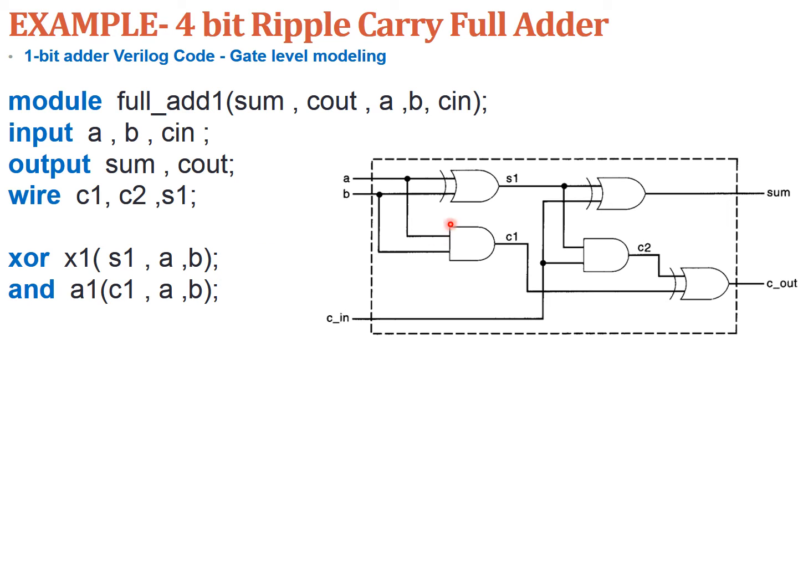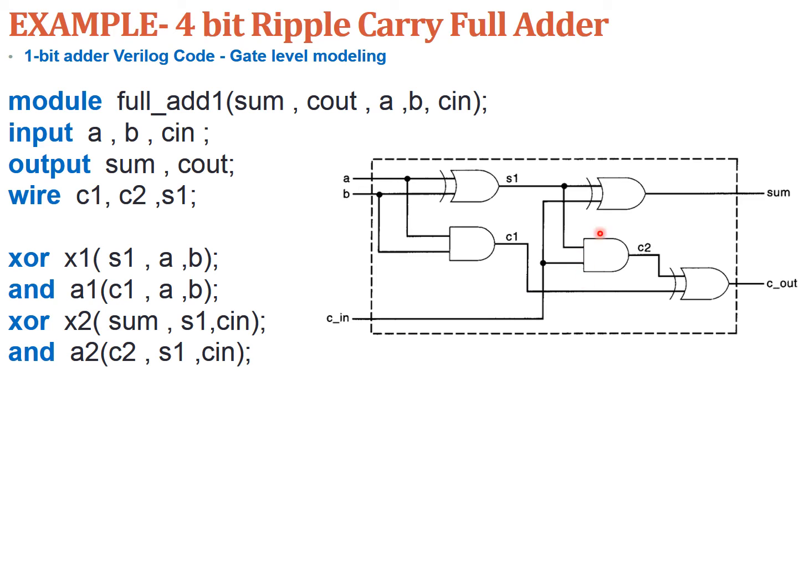Similarly, let's instantiate this AND gate. Call it as a1. The output here is c1. Inputs are a and b. Let's instantiate the second XOR gate here. Its output is sum. Inputs are s1 and cin. So that has been done.